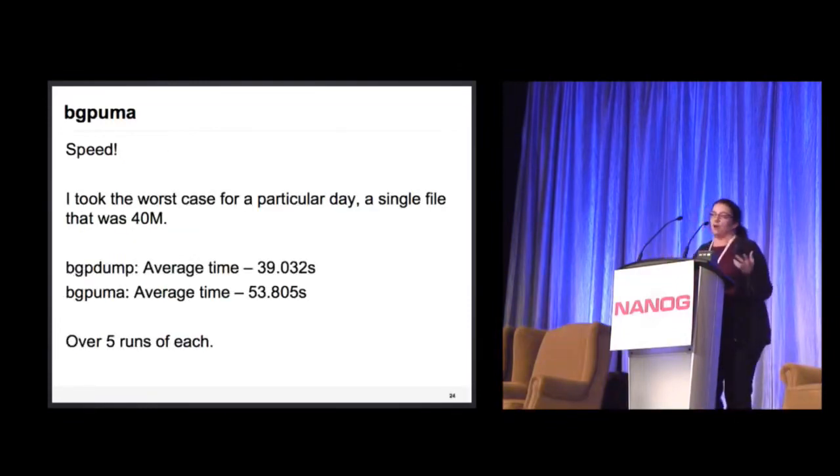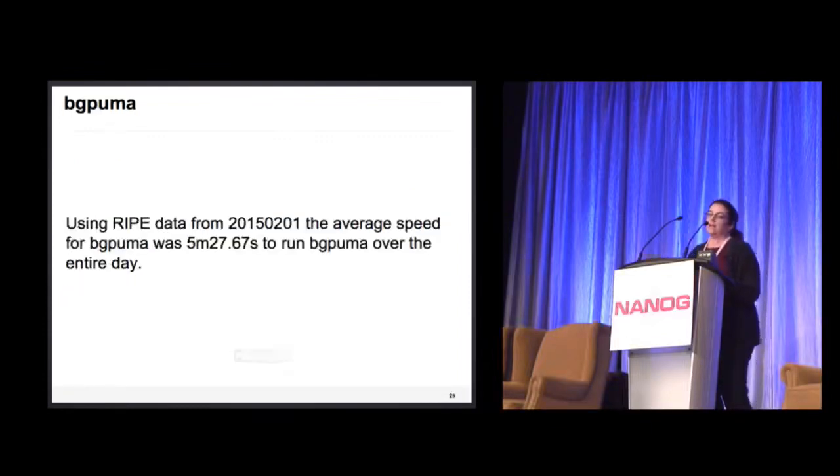Now, speed, this is the part which really makes BGPuma happy. I picked a random day, and said, give me the largest file that showed up on this random day, and it was a 40 meg file. And so BGPdump, on average, took 39 seconds to go through it. BGPuma, 53.4 seconds. Well, excuse me, 53.8 seconds, so about 14 seconds more. I did an entire day in 5 minutes. And I just picked a day at random. I didn't actually look at the size of the day or anything. I just said, okay, February 1st is a lovely day. I'll check that day.